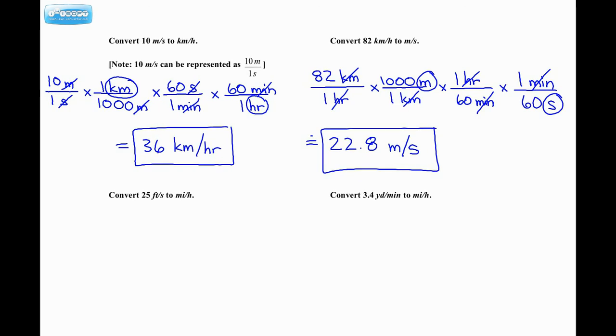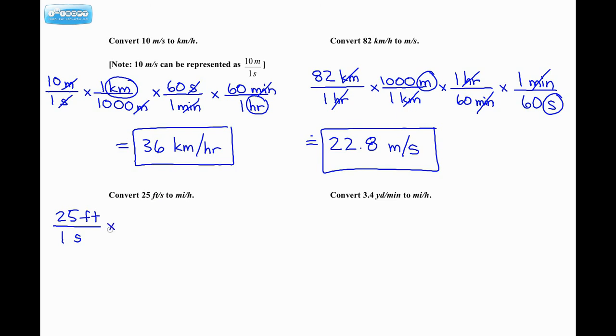Convert 25 feet per second to miles per hour. Okay, so seconds to hours, that we can do, and we're going to go from feet to miles. So we're actually going to be staying within the imperial system. So we begin by writing 25 feet per 1 second. So that's this rate here.